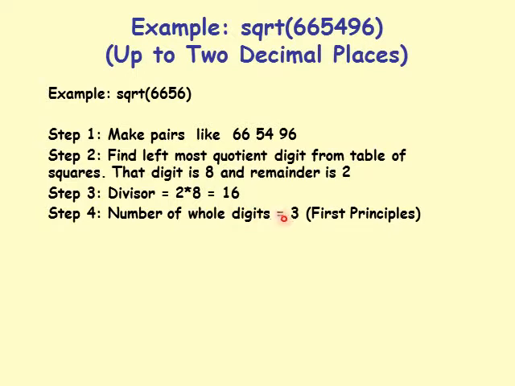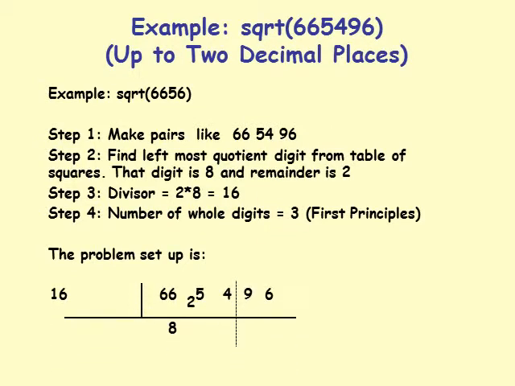The number of whole digits is 3 from the first principle: 6 digits make 3 pairs, and 3 digits in the square root. The problem setup is 66, 54, 96, with 8 as my first quotient digit, 16 as my first divisor, and 2 as a remainder, which gets prepended to the next dividend digit.